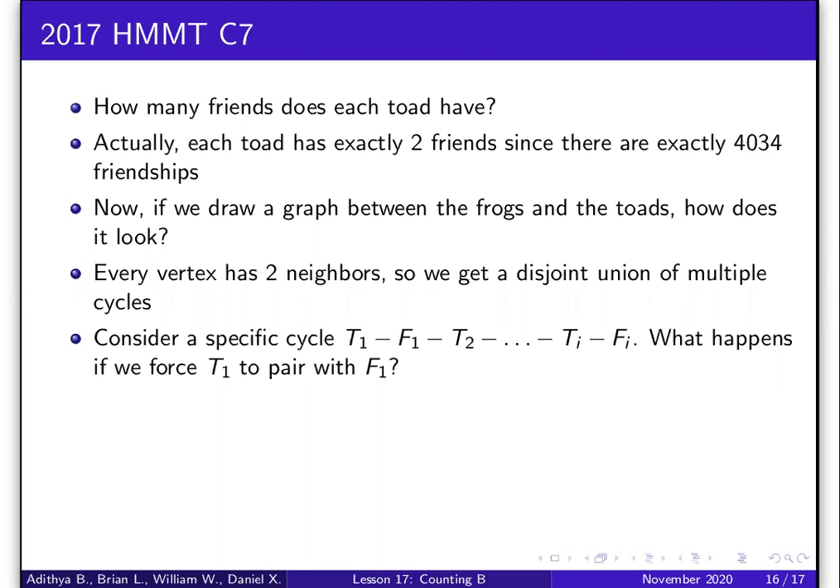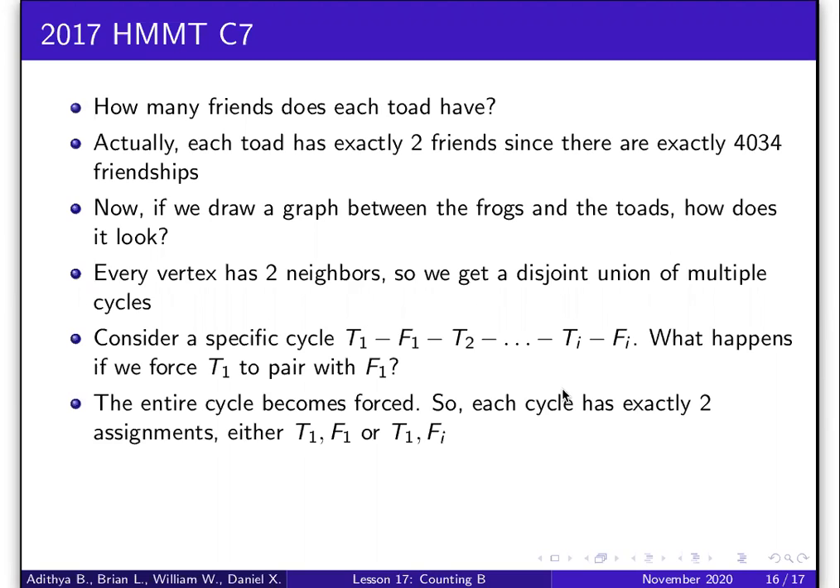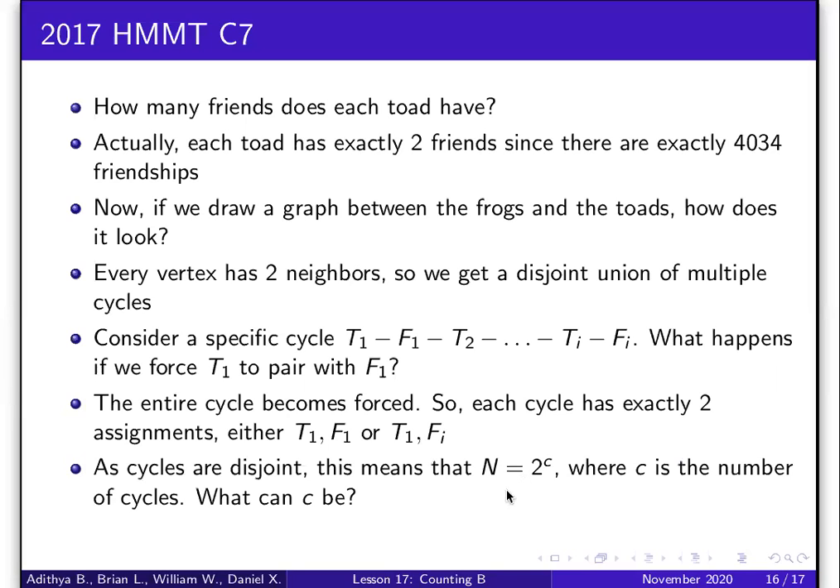And similarly, if we force T1 to be with Fi, then our entire cycle is determined. So in a specific cycle, there are exactly 2 ways to pair the toads and frogs. We either pair T1 and F1 or T1 and Fi. So each cycle has exactly 2 assignments. But note that our graph is a disjoint union of cycles, which means that cycles are independent of one another. So our answer is just going to be 2 to the c, where c is the number of cycles.